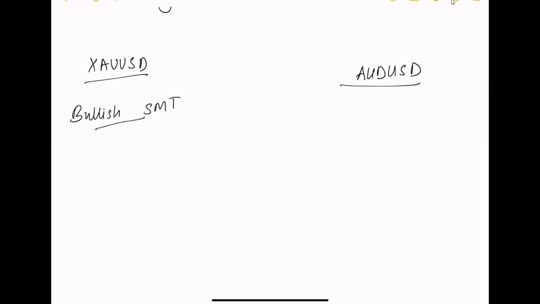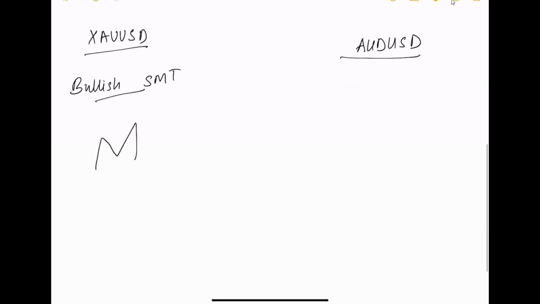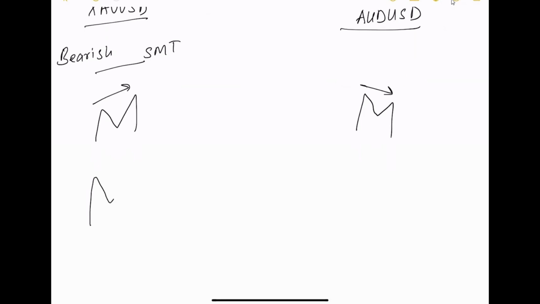For a bearish SMT, you want to see a higher high done by gold and a lower high done by AUD USD. My bad, sorry, guys. Alternatively, we could see a lower high on gold and a higher high on AUD USD. Either way, the resulting third move is going to be explosive. The resulting third move is the move that's going to give you that large displacement in price.